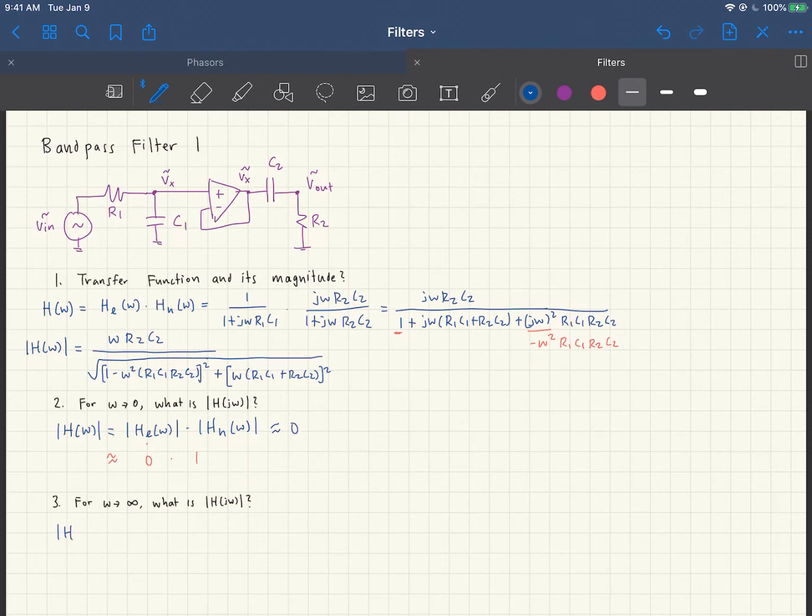As omega goes to infinity, again, we use the logic that it's the magnitude of the low pass times the magnitude of the high pass. And again, we know that the magnitude of the low pass is approximately 0 and the magnitude of the high pass is approximately 1. Sorry, for the previous part, I meant to say the magnitude here is 1 and 0. And we can say that the end result is approximately 0.